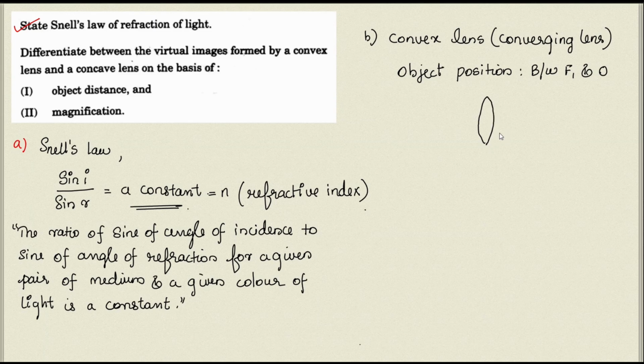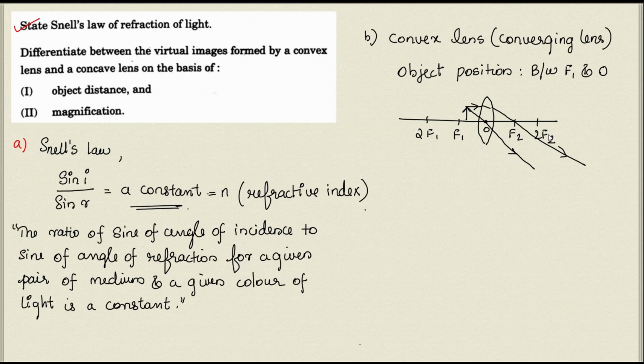No problem. See, we have a convex lens. Roughly, I'm drawing the figure. This is our optic center. Let this be F1, this be 2F1, this be F2, and this is 2F2. Now, when the object is between F1 and O, considering two rays, one passing through the optic center will not refract, it will pass in a straight line, and the other is parallel to the principal axis. After refraction, it will pass through F2.